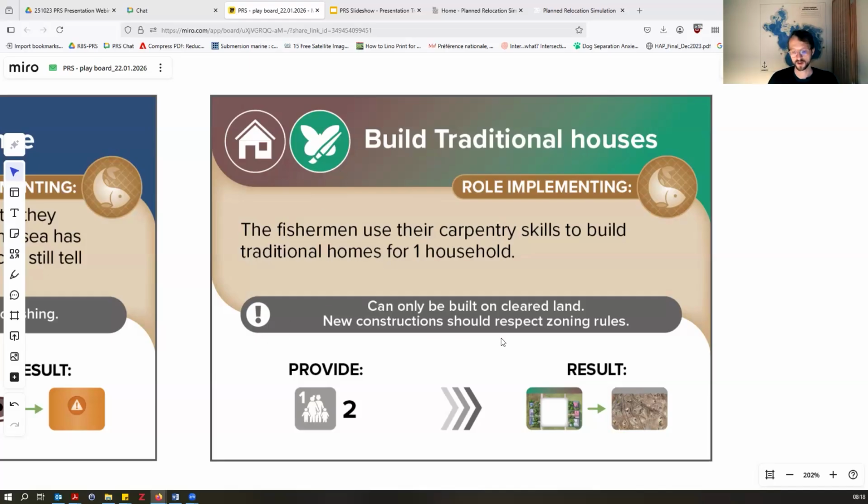And some of these then have specific limitations, which are indicated by these little exclamation mark gray areas. In this case, you can only really build on the place where there's space for it. And to do so, the format is always like this, where you have on the left what you need to provide. In this case, you need the time of 2 households for the round, and then that leads to you being able to place the traditional house card on a cleared space to build it.